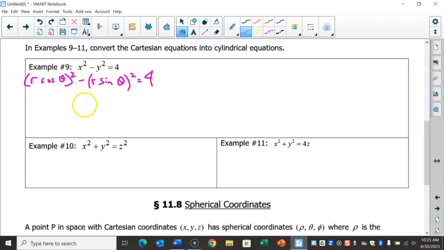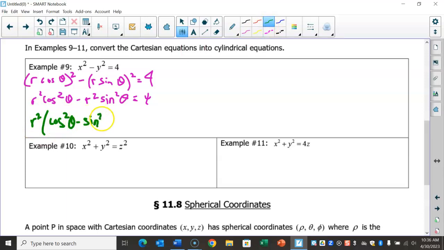This is in cylindrical coordinates, but typically we want to find r or r squared. So we're going to do a little bit more manipulation here. We're going to square these two things here. So r squared cosine squared theta, minus r squared sine squared theta, and we're going to set that equal to 4. And then we're going to undistribute this r squared, and we get some nice identity that we know inside these parentheses. Again, we're just trying to get r squared by itself. So when we undistribute the r squared, we get cosine squared minus sine squared.